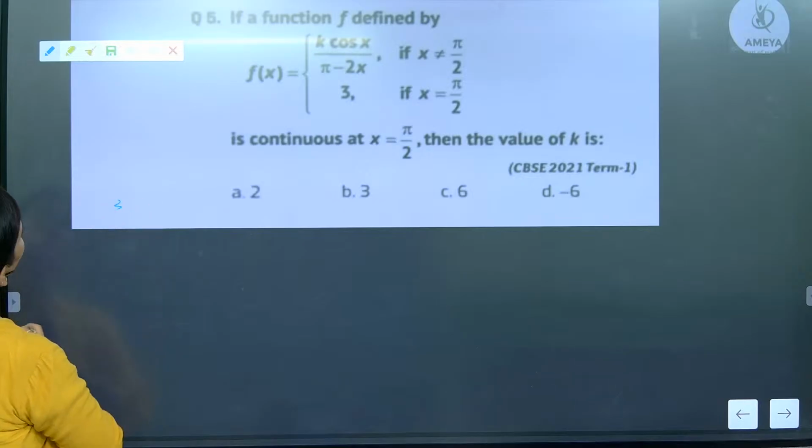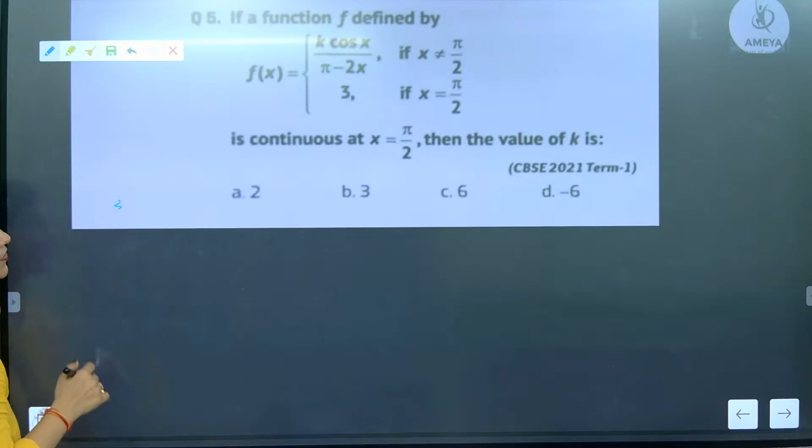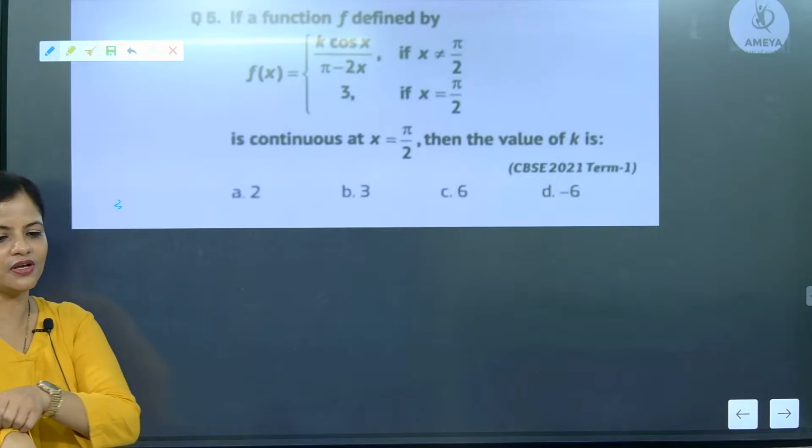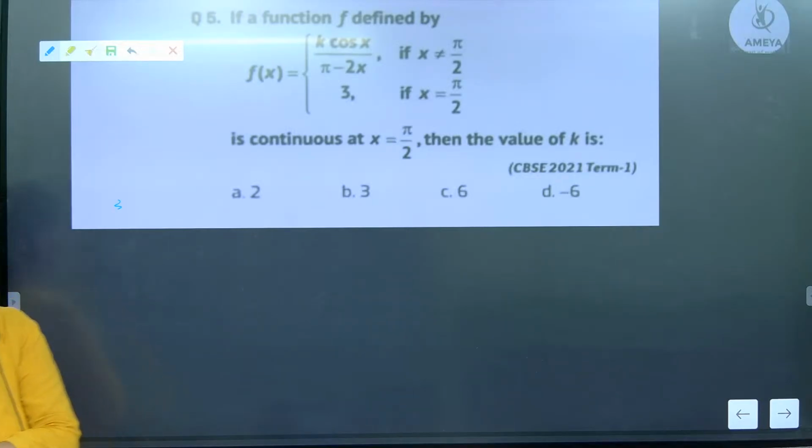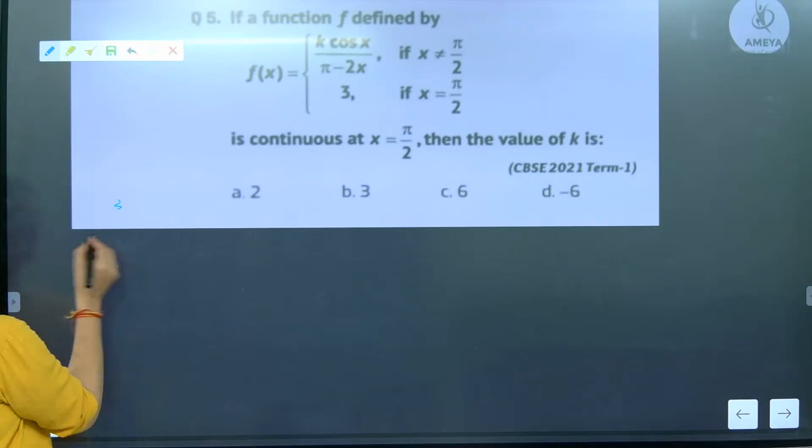Brush is working or pen is working? Okay, pen is only working. It is given continuous at x equal to pi by 2. No cheating. You versus me. Come on. Let's solve. Ready? Fine. So now it is continuous.